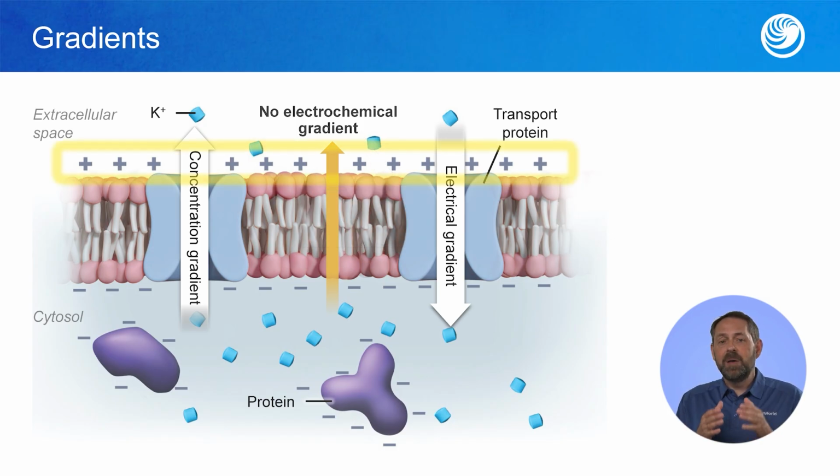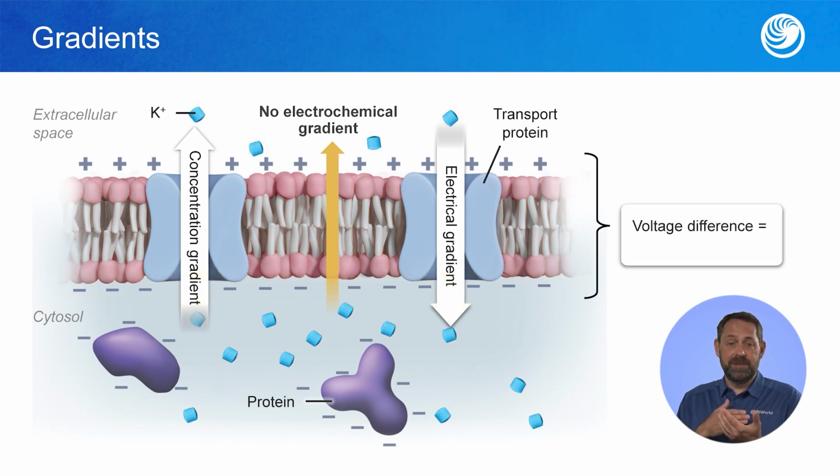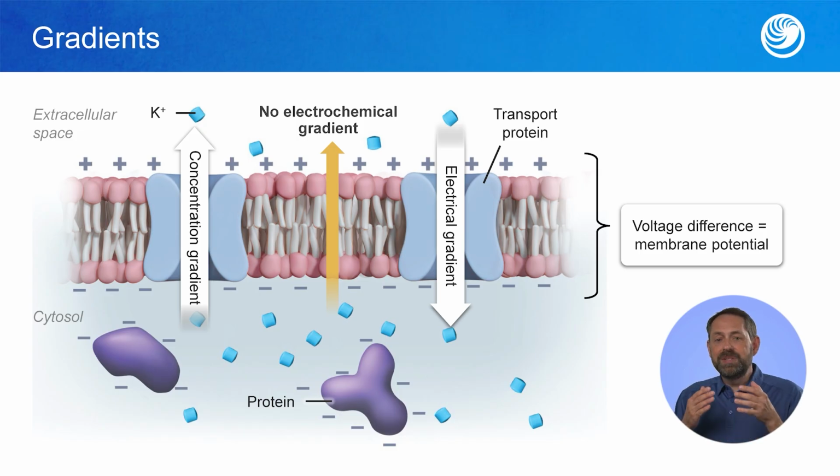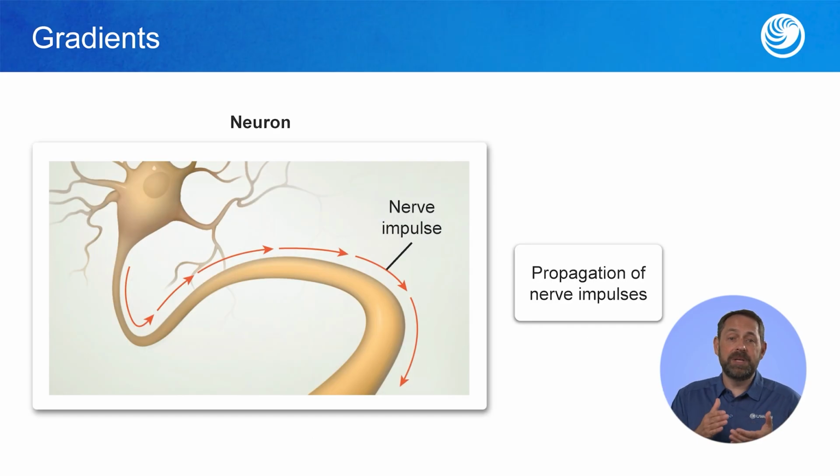This activity maintains a high concentration of positive ions outside the cell and leaves the inside relatively negative, creating a voltage difference across the membrane known as the membrane potential. The membrane potential is vital for cellular function as it drives processes such as secondary active transport of glucose through SGLT into intestinal epithelial cells after consuming a meal, and the propagation of nerve impulses along neurons.